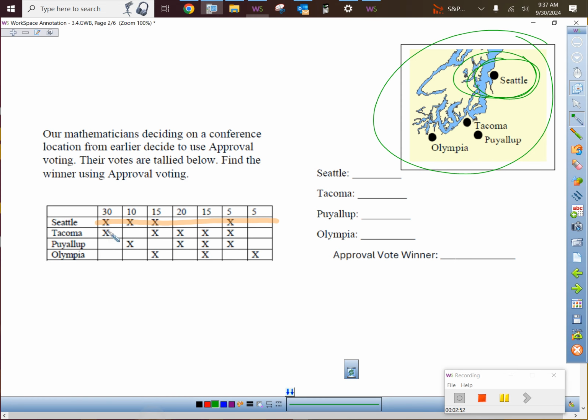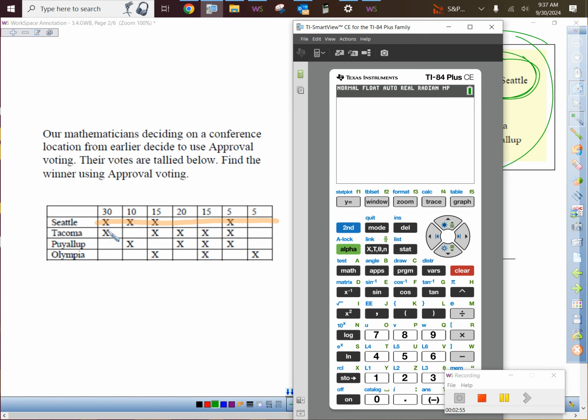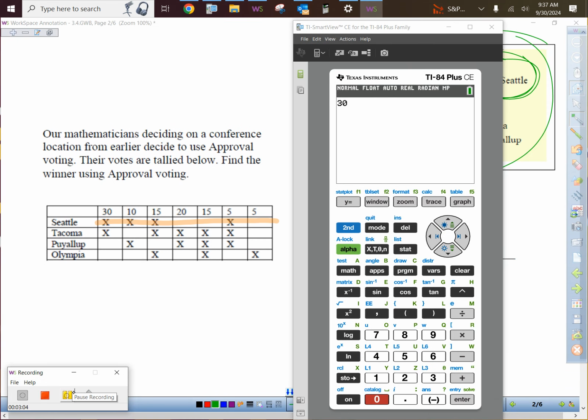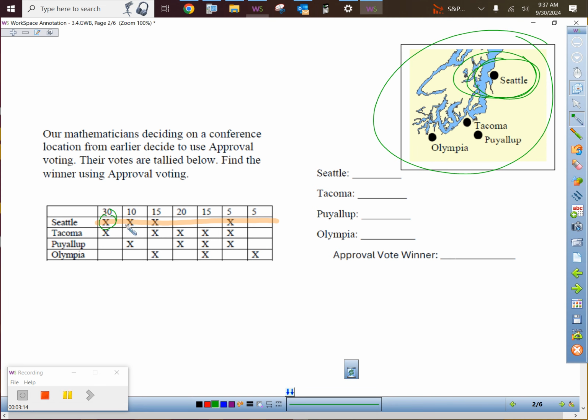You see this X right here doesn't actually count for 1. There are 30 of them. You see that at the top of the row? So 30 plus 10 plus 15 plus 5. Do you see where I was adding those up? 30 plus 10 plus 15 plus 5. How many votes did Seattle get? 60 votes. Let's see what Tacoma got.